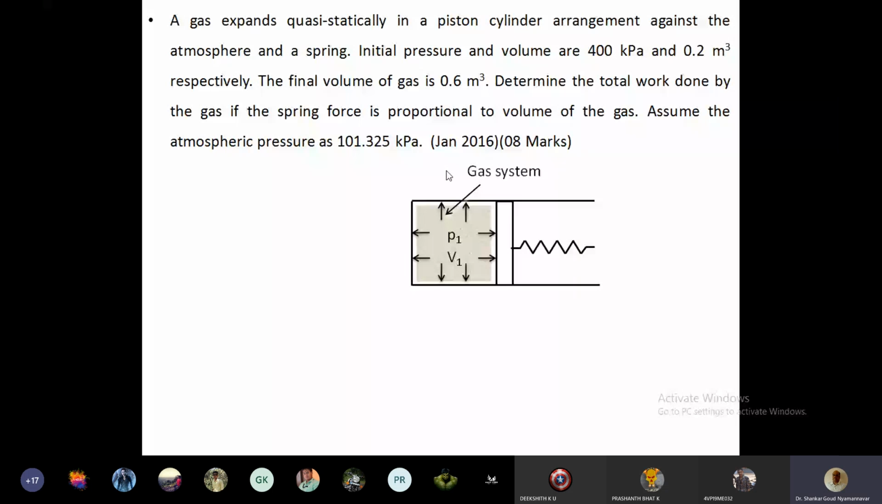Inside pressure is 400 kilopascal. Right. Then there is a spring. So when this piston moves, this spring will resist its movement. Based on spring constant, if the spring constant is K, what will be the force exerted by the spring on the piston? If you compress the spring by X amount, what will be the force exerted by the spring?